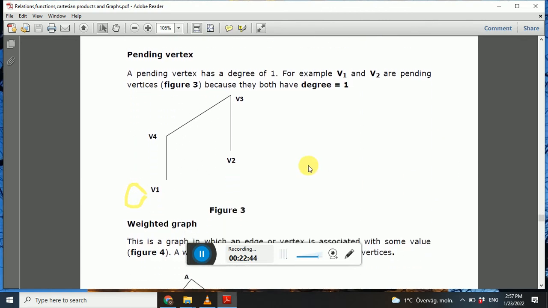How about a pending vertex? A pending vertex has degree 1. If you have a graph, look at the edges connecting the vertices. Any vertex which has just one edge connecting to it, we call it a pending vertex. For example, in this graph, you can see that vertex V1 has only one edge connecting to it. Vertex V2 also has just one edge connecting to it. So the degree of vertex 1 is equal to the degree of vertex 2, and that degree is 1. So V1 and V2 are pending vertices for this graph.